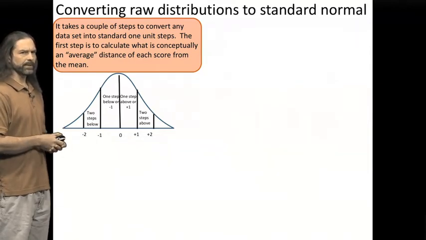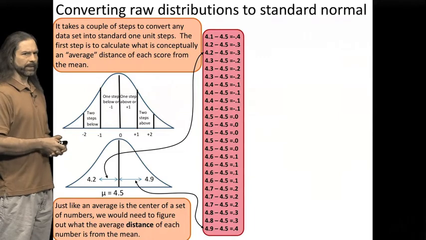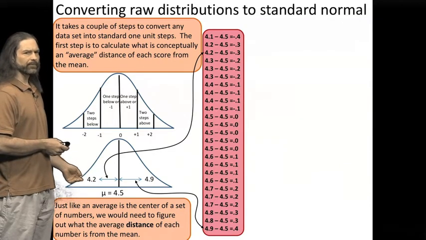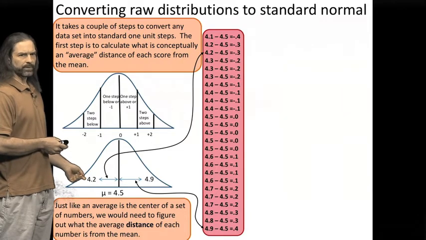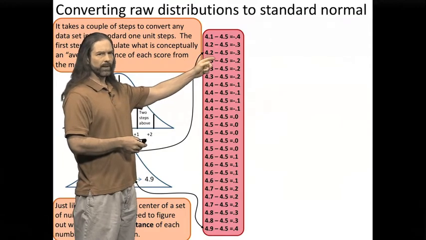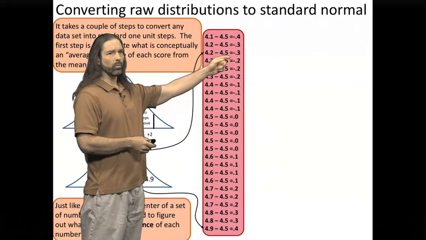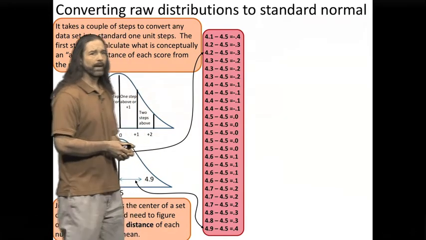But the first step is to calculate what is conceptually an average distance of each score from the mean. So let's go back to our data that we had. These are all of our houseflies. We've calculated that average, mu equals 4.5, but some of them, for example, this housefly, only has a wing length of 4.2 millimeters. So if we look at that value up here, 4.2 minus 4.5, its distance is 0.3 millimeters away from the average. So it's negative 0.3 millimeters away.